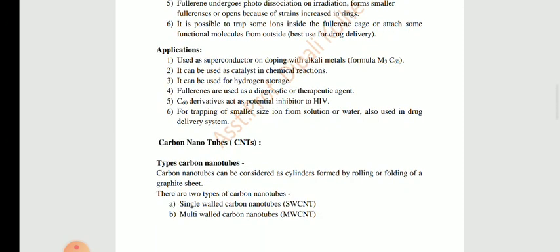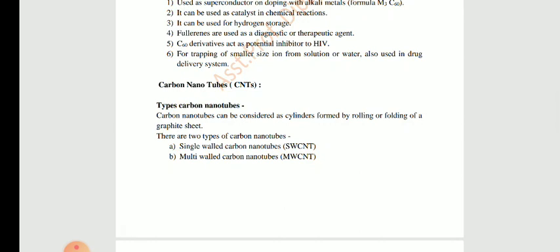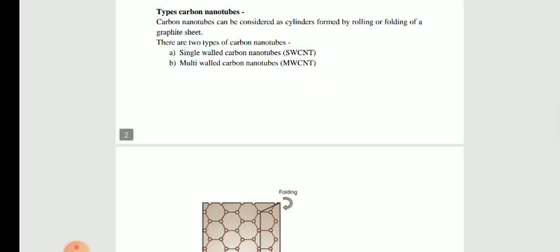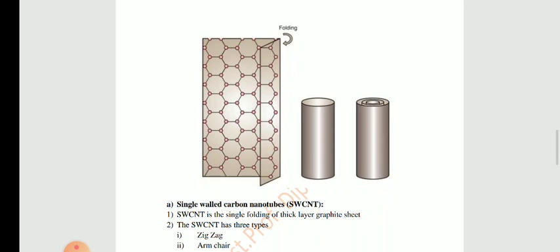Let's move on to the next point, that is CNT. CNT means carbon nanotubes, and we know that it is a nanomaterial which is one-dimensional. So what is CNT? Carbon nanotubes can be considered as cylinders formed by rolling or folding of a graphite sheet. There are two types of CNTs. The first one is single wall and the second is multi-wall CNT. Multi-wall is also called concentric CNT. Here the first diagram indicates the graphite sheet containing hexagons, and due to curvature of these hexagons we get the formation of single or multi-wall CNTs.